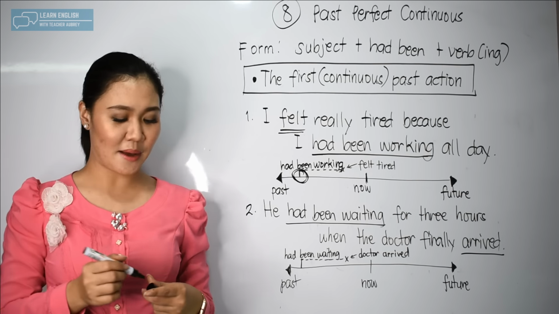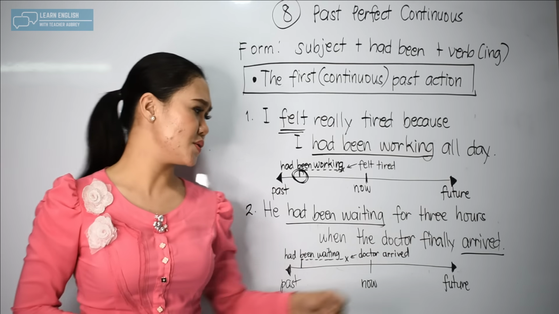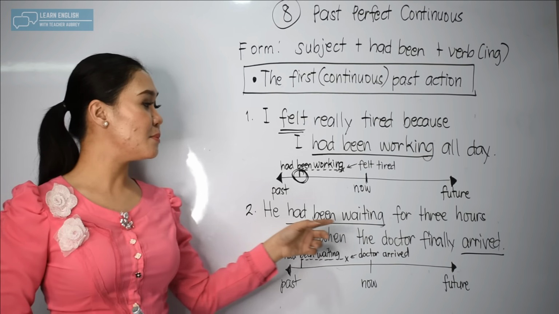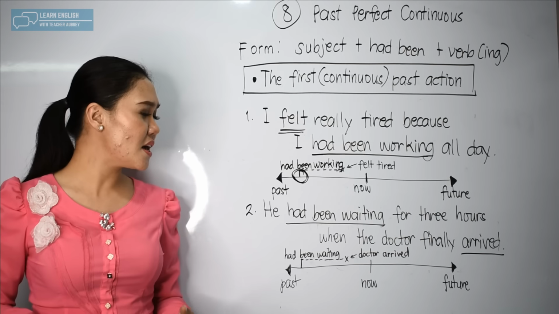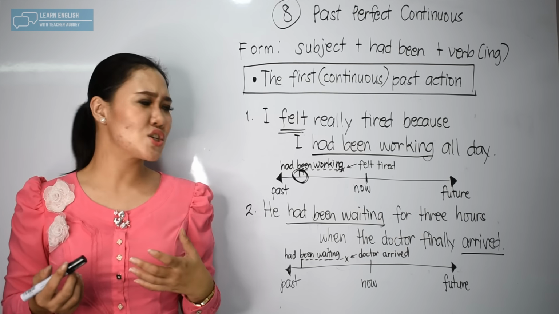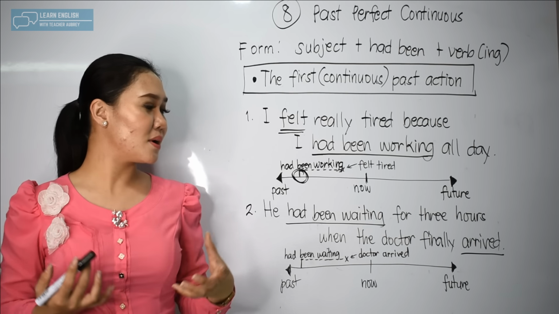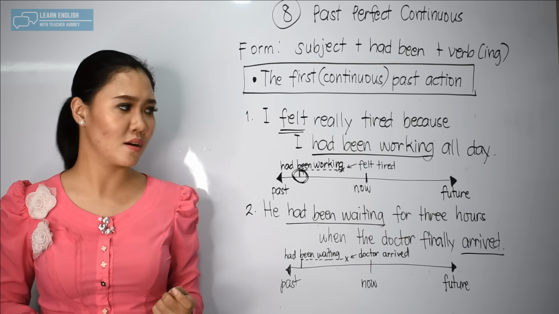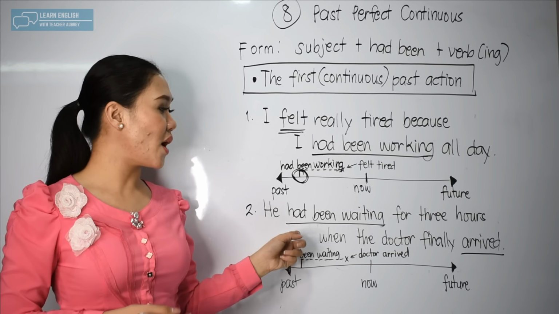Let's have another example. He had been waiting for 3 hours when the doctor finally arrived. Ibig sabihin, naghihintay na siya sa loob ng 3 oras nang dumating sa wakas ang manggagamot o ang doktor. Ano yung kilos na ginamitan ng past perfect continuous? This one, he had been waiting.